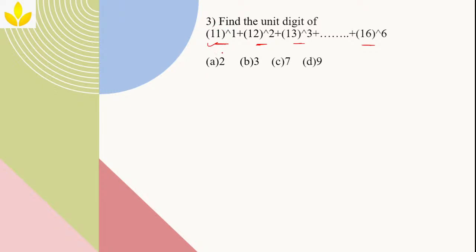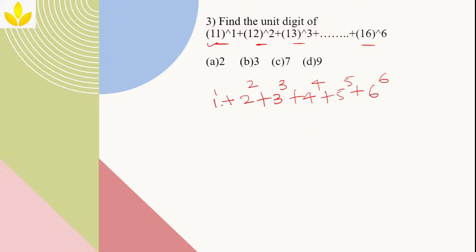Question number 3. How you approach this? 11 power 1, all of them. Now to find all the last digits, you don't need all these numbers. What you need is only the last digits. That is 1 power 1. This I am simplifying. 2 power 2, 3 power 3, 4 power 4, 5 to the power 5 and till 16 to the power 6, 6 to the power 6.